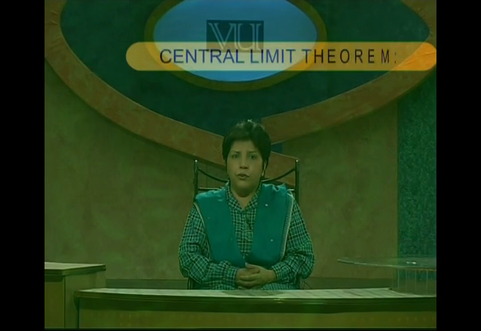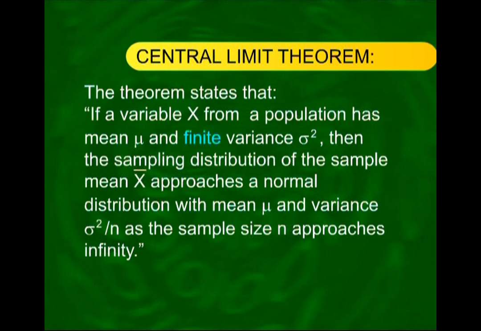And this is exactly the point that leads us to one of the most important theorems in statistical theory. As you now see on the screen, the theorem known as the central limit theorem states that if a variable x from a population has mean mu and finite variance sigma square, then the sampling distribution of x bar approaches a normal distribution with mean mu and standard deviation sigma over square root of n as the sample size n approaches infinity.